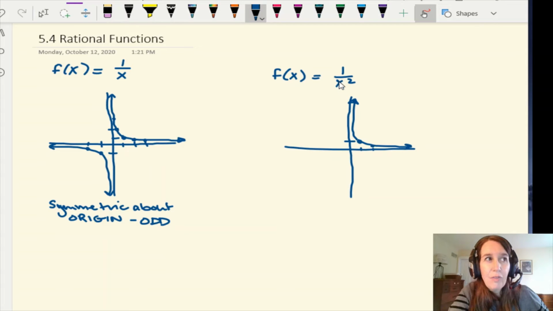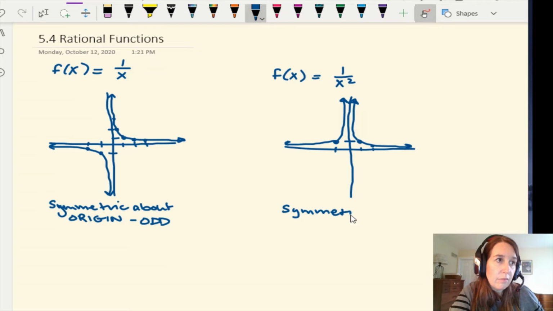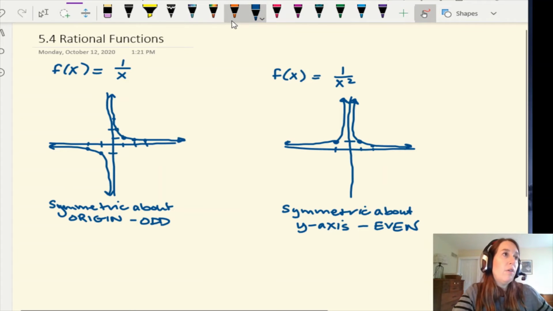However, on the other side, if you put in -1 for x, you actually get +1 for y, right? Because when you square the negative. So the other half of the graph looks like this. Okay, and so it does still have these two pieces of the graph, but this graph is symmetric about the y-axis, and so it is an even function.